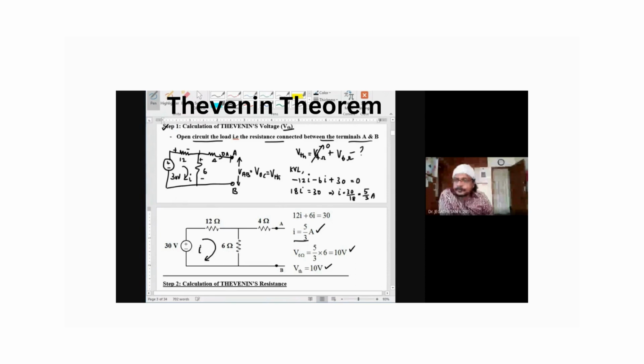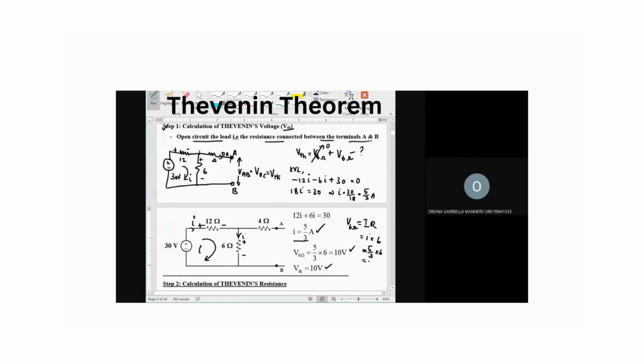Now we have only one loop available. The current flowing through this loop is I. So this current is I, this current is I, and this current is also I. Now voltage across 6 ohm, by Ohm's law, is I into R. The current flowing through 6 ohm is the current flowing through the entire loop, I. So it is I into R, where I is 5 by 3 and R is 6. So this is equal to 10 volt. Now you understood? Yes, sir.